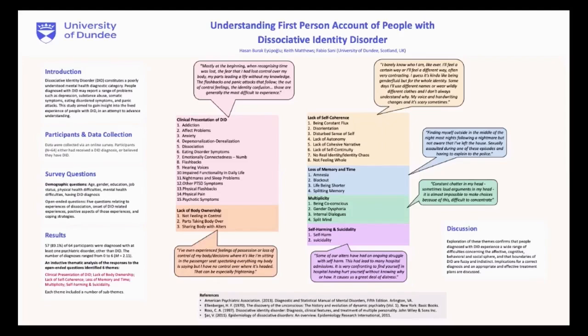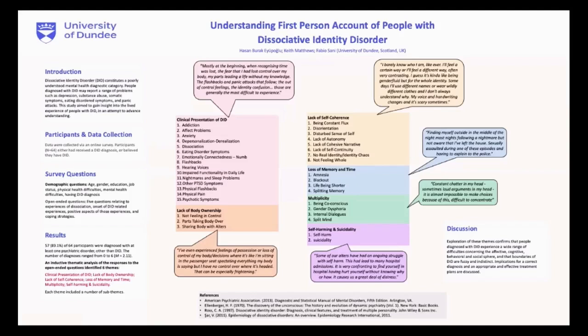First theme is lack of body ownership. Participants report feelings that they are not the owner or only owner of their bodies. Body is experienced as shared with other identities or as being possessed by any sort of entity. Second theme is lack of self-coherence. Participant reports conflicts in their sense of selves and in their identity. They complain of not feeling whole.